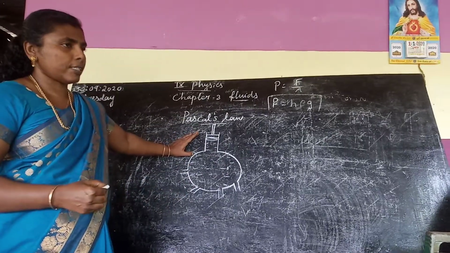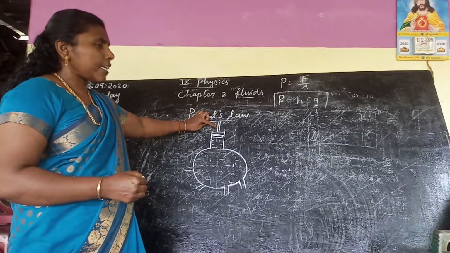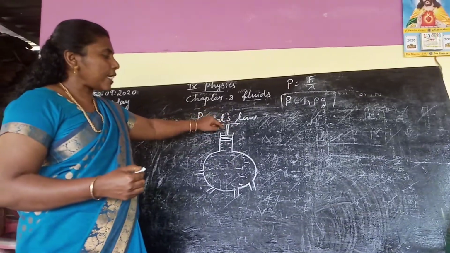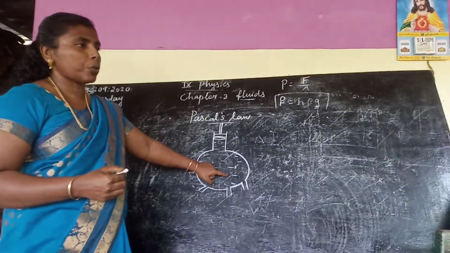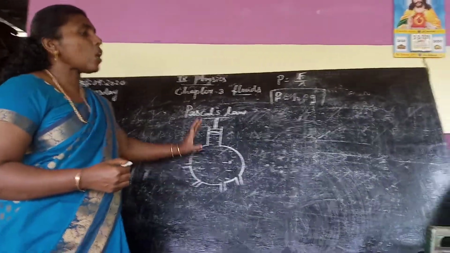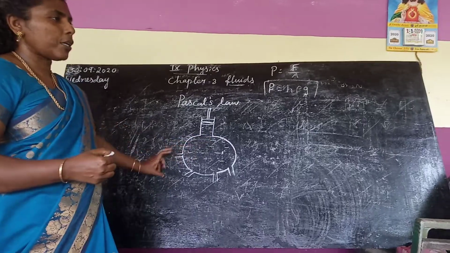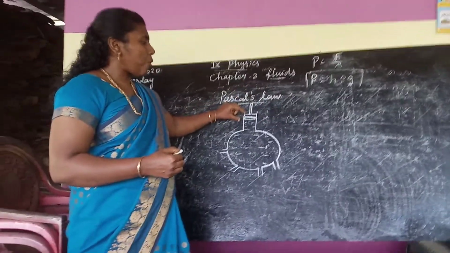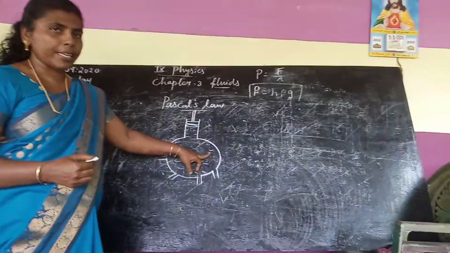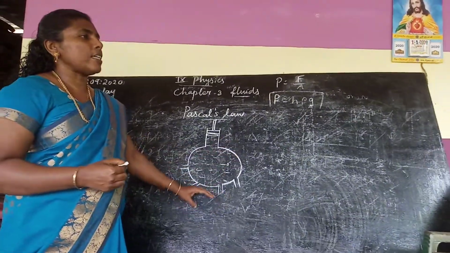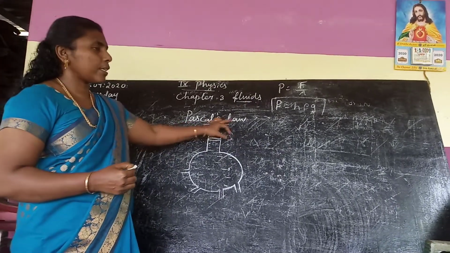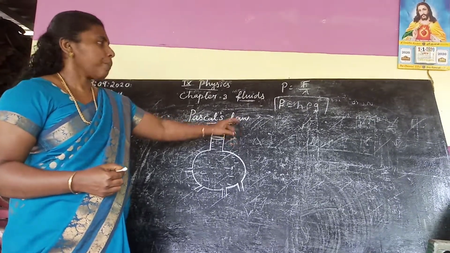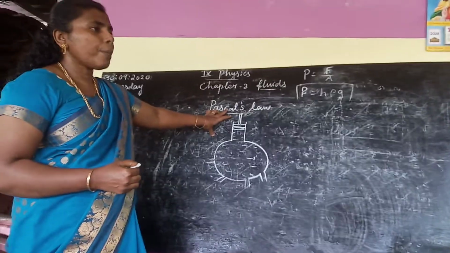This is Pascal's law. When we give external pressure to the incompressible liquid, it is transmitted equally in all directions. So Pascal's law: external force applied on an incompressible liquid is transmitted equally in all directions. These are about Pascal's law. Who demonstrated this law? Blaise Pascal, so the law is called Pascal's law.